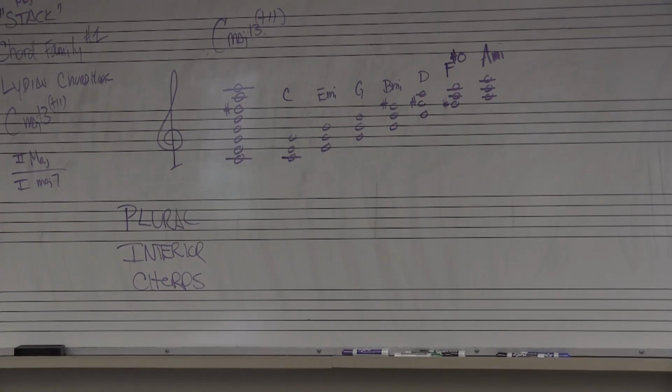Okay, so those are the plural interior chords for triads. What can we do with those chords? C, E, G; E, G, B; G, B, D; B, D, F sharp; D, F sharp, A; F sharp, A, C; A, C, E.